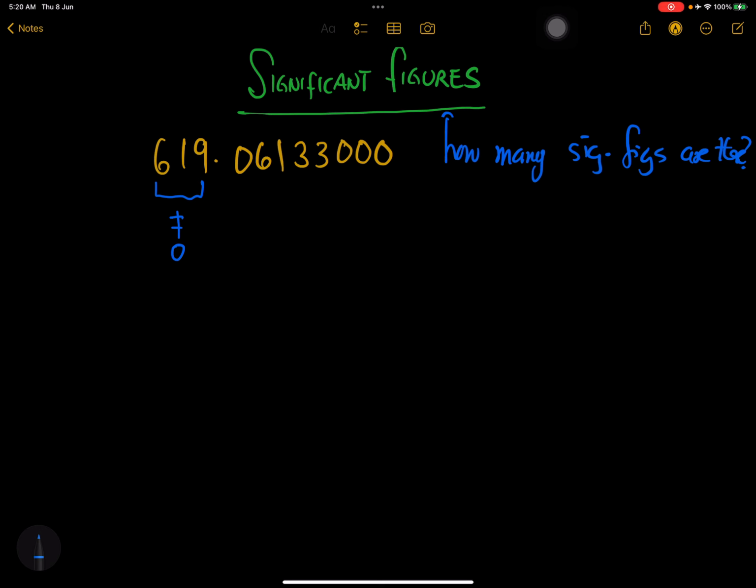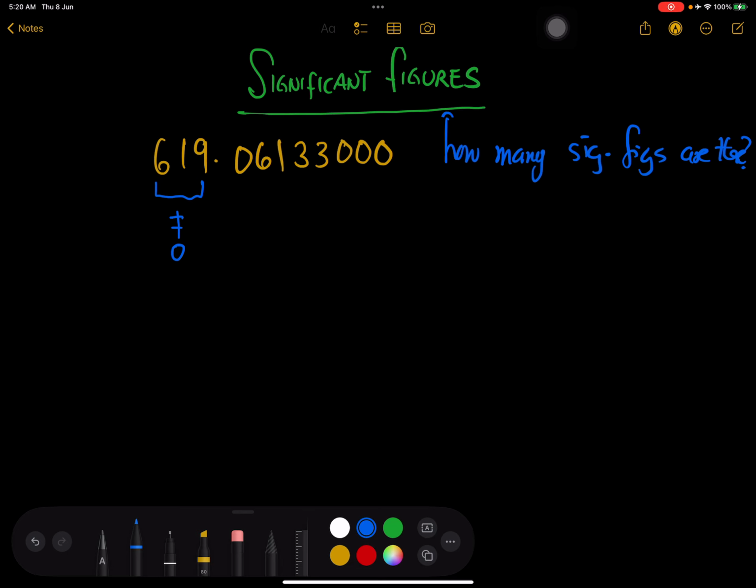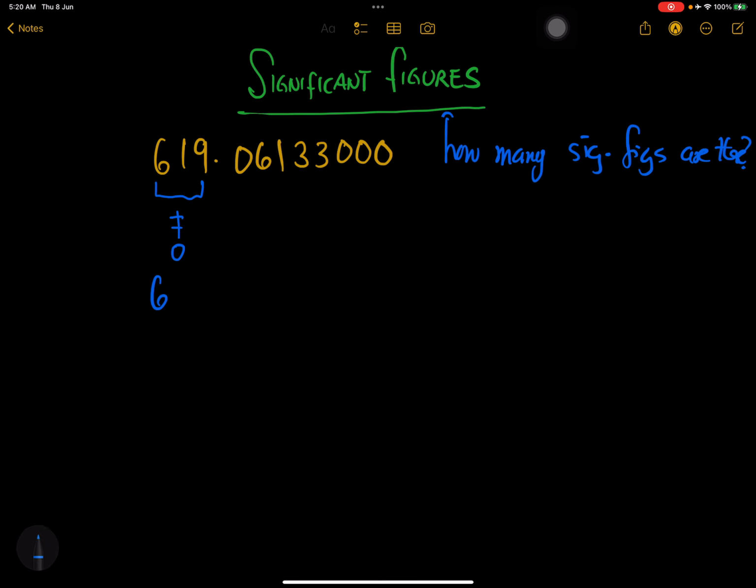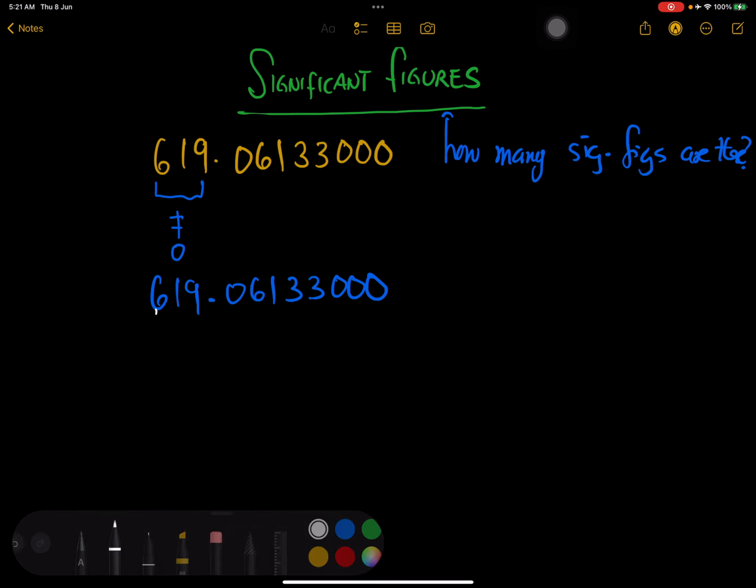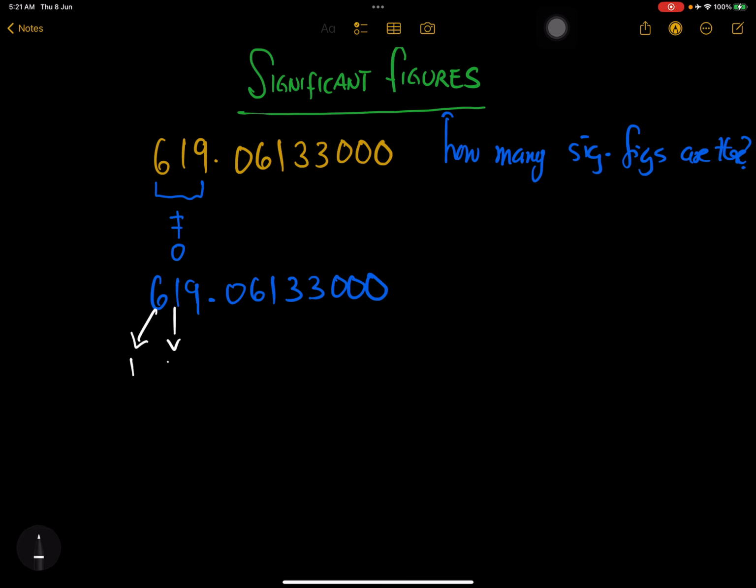And because of that, any number which is zero after the decimal point doesn't matter. So therefore, 0.0613300, we can see that this is the first number, this is second, this is third, this is four. We're going to count everything.